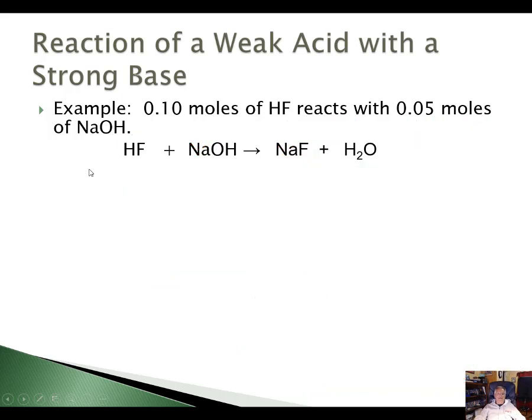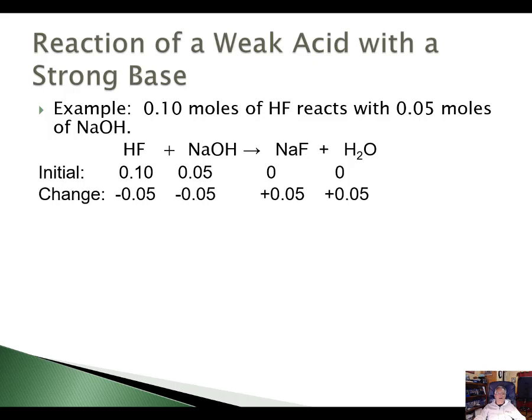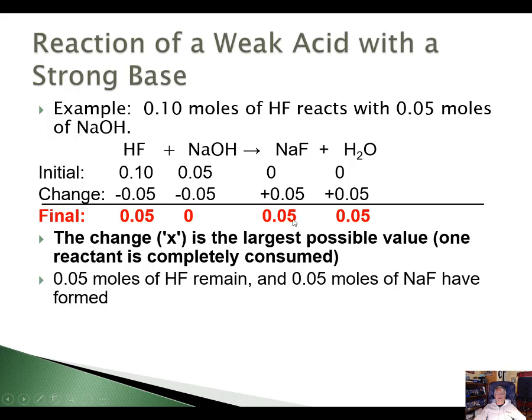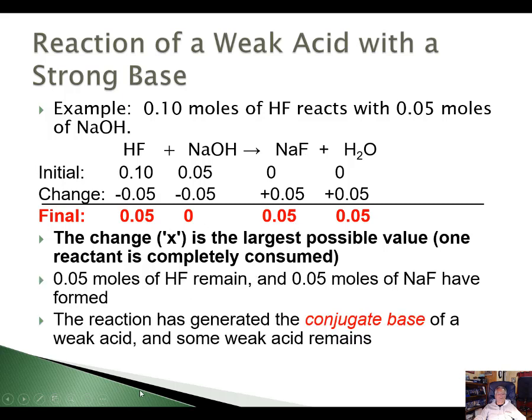So once again, if I have 0.1 molar of HF and 0.05 moles of sodium hydroxide, this is a large K reaction. It goes all the way to products. The change is whatever is in smallest amount on the reactant side, which is the sodium hydroxide. And so what that leaves us with is a little bit of weak acid, a little bit of conjugate weak base, and we've got a buffer solution.